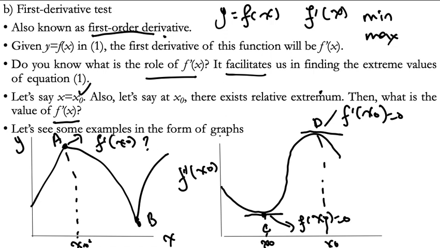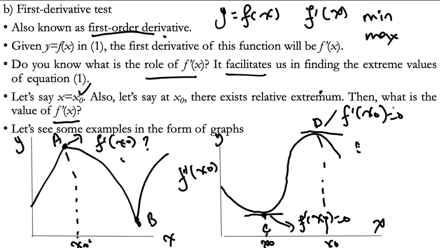Here, this is y, this is x. C and D are extreme values also, but this time f prime x exists. In the first graph, f prime x doesn't exist. So we can see that if a relative extremum exists, it can be that f prime x naught doesn't exist, like in the first graph. It can also be that f prime x naught exists, isn't it?